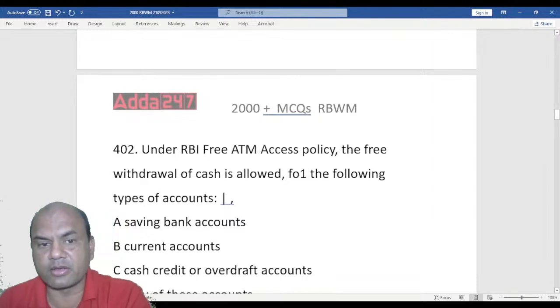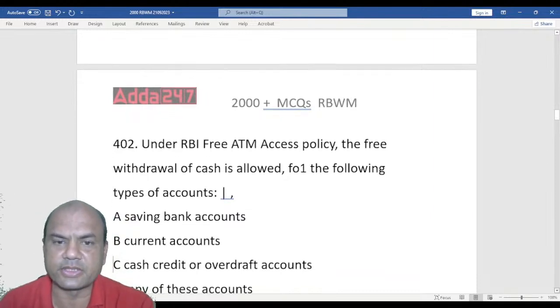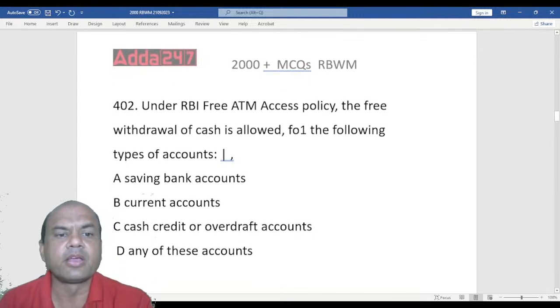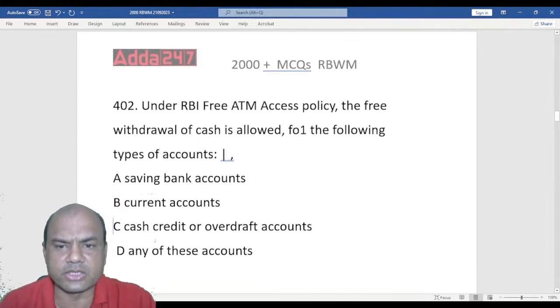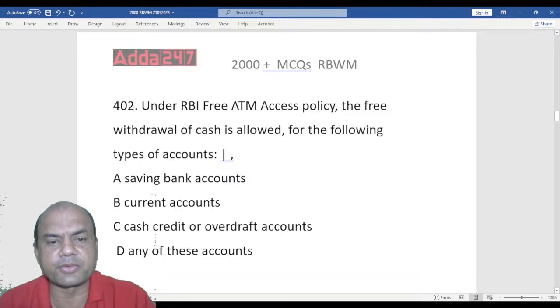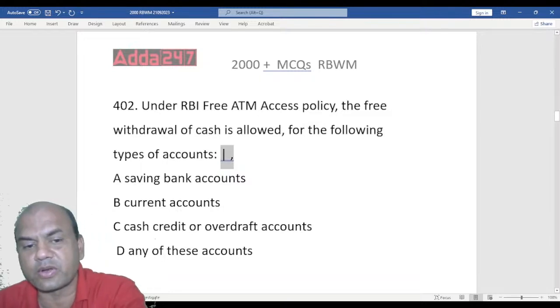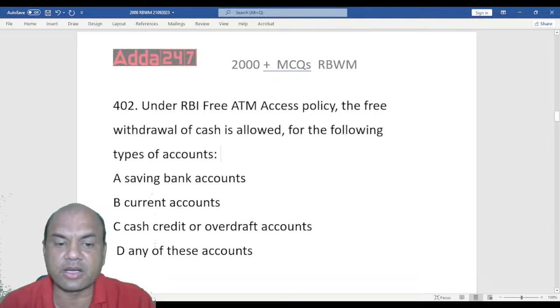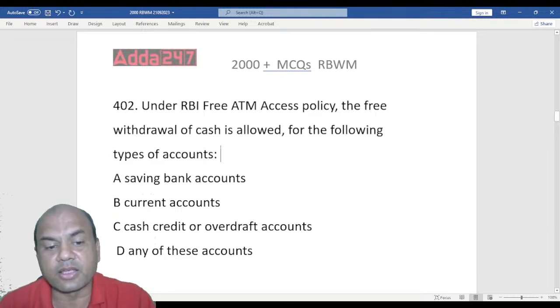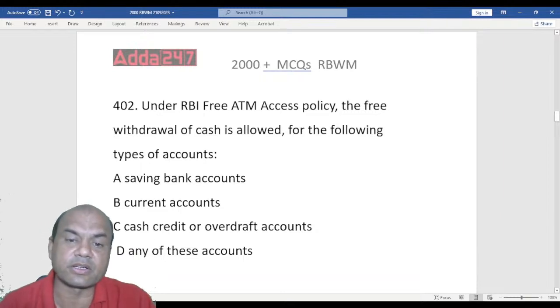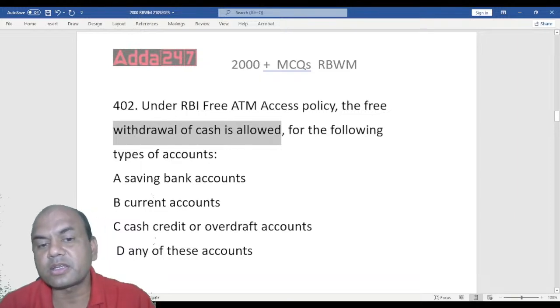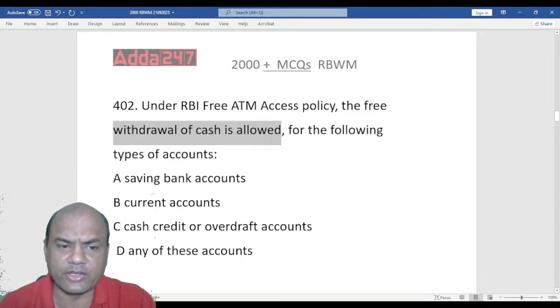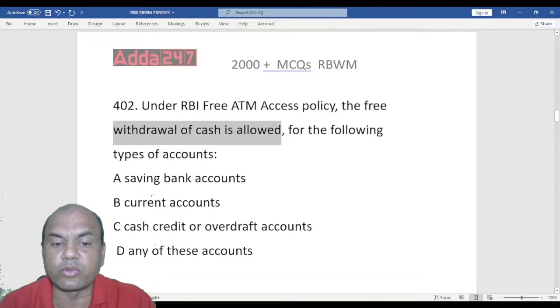Under the RBI free ATM policy, the free cash withdrawal is allowed for the following types of accounts. Which types of accounts are free cash withdrawals allowed? Savings bank accounts, current accounts, then cash credit or OD, any of these accounts. Free withdrawal of cash is allowed for which? Savings only, current only, or cash credit or OD accounts?